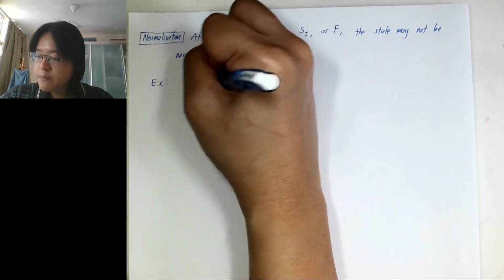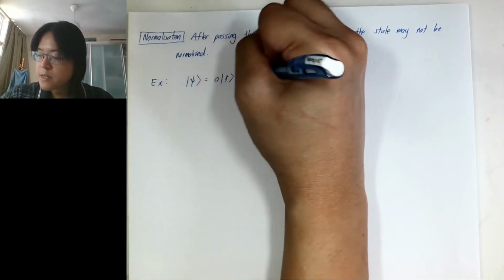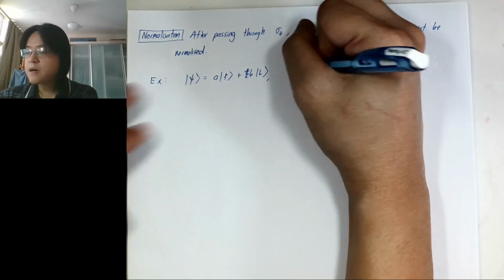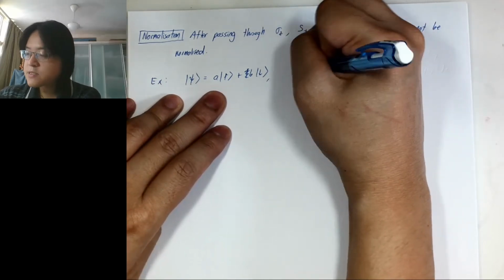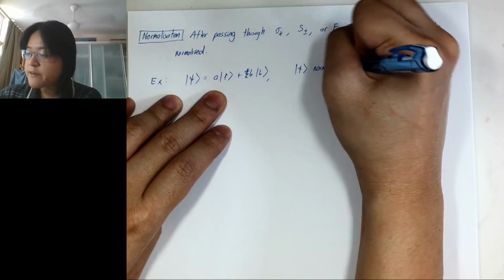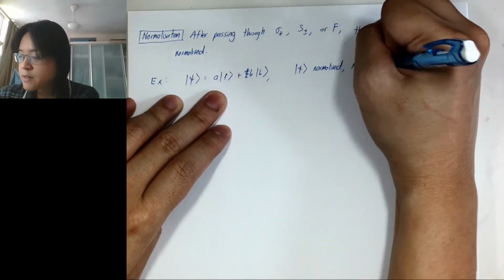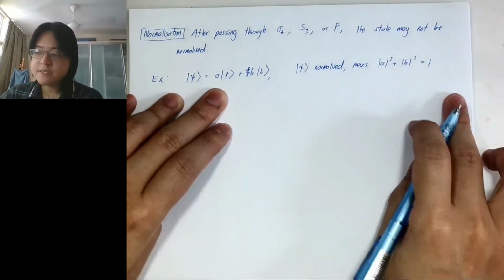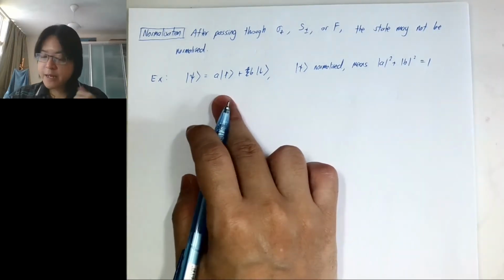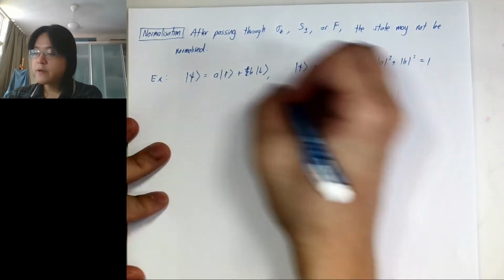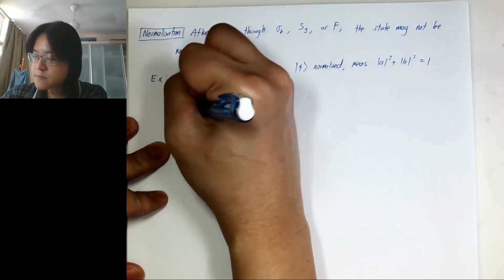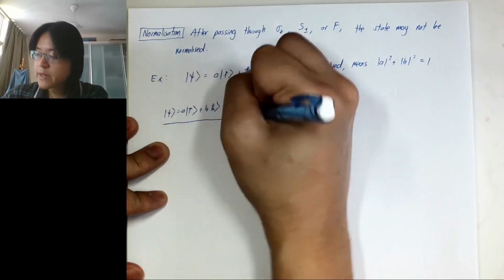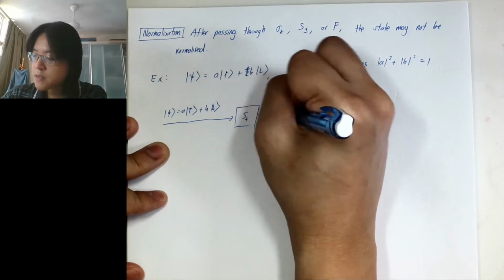If I take an arbitrary state, psi equals A up plus B down, and psi is normalized, it means that the modulus A squared plus modulus B squared is equal to 1. But what if I pass this through a selector? If I take this state and pass it through the S plus selector, what comes out?